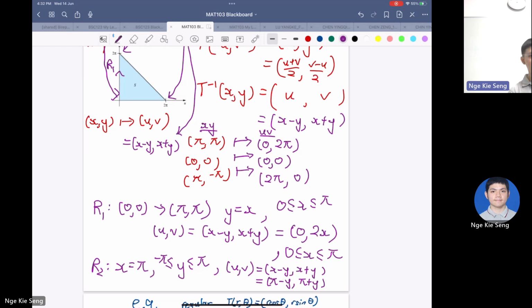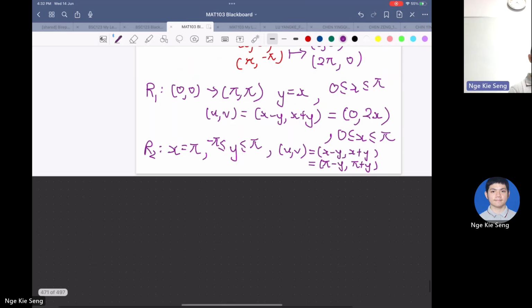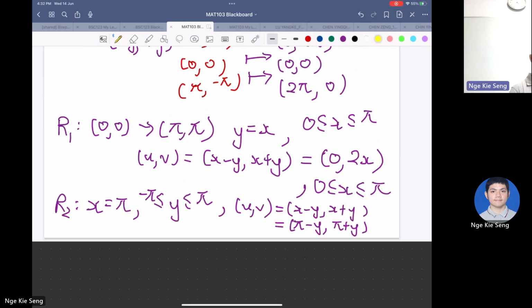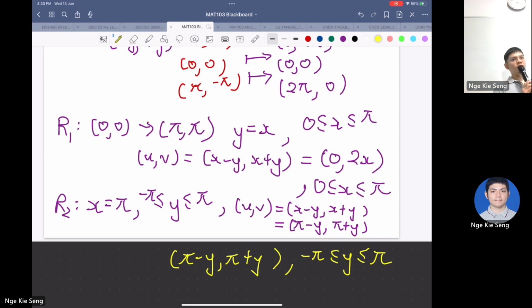What's this point here? Is it a bit hard to imagine? How to imagine this? Pi minus y, pi plus y. You take off the same amount that you add to y.